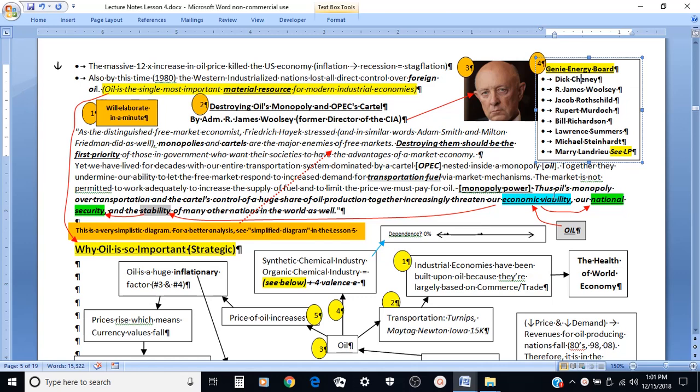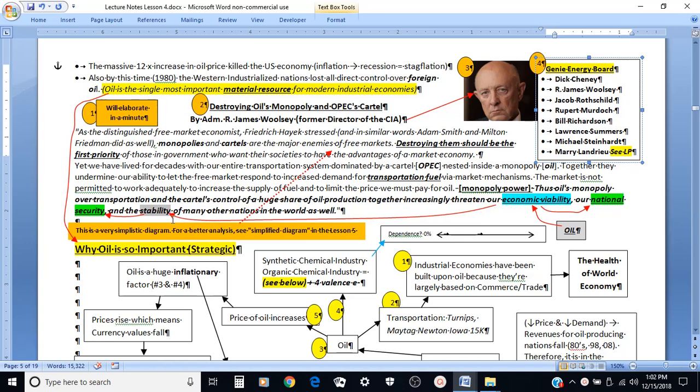Thus, oil's monopoly over transportation and the cartel's control of a huge share of oil production, which is roughly around 40% of world production, together increasingly threaten our economic viability, our national security, and the stability of many other nations in the world as well. So these are all linked together. Economic viability, right, is the basis of our national security. Right? Economic viability determines whether your society is stable or not.